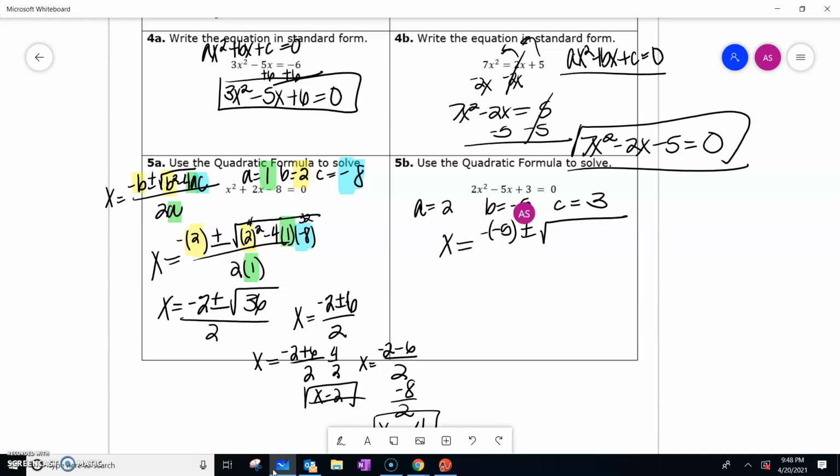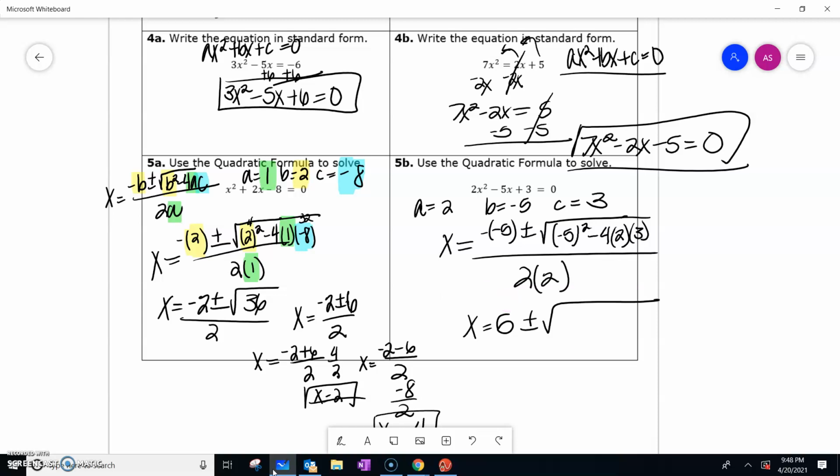Then I have square root, -5 squared plus 4. Sorry, minus 4 times 2 times 3 all over 2a, which is times 2. Okay, so from here, this is going to turn into +5. Okay, then I have my plus minus.